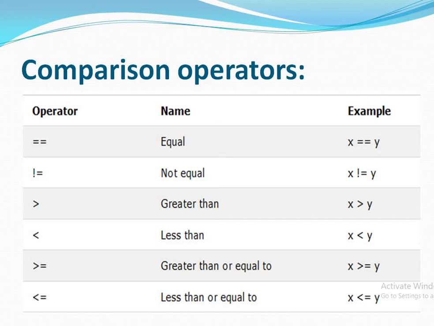Now next is not equal to. So it will check whether the left hand side variable is not equal to the right hand side or not. If it is not equal, then only it will return true. If it is equal, then it will return false. Next is greater than. Very clearly we can say, is 7 greater than 5 or not, so it will return true, otherwise it will return false.